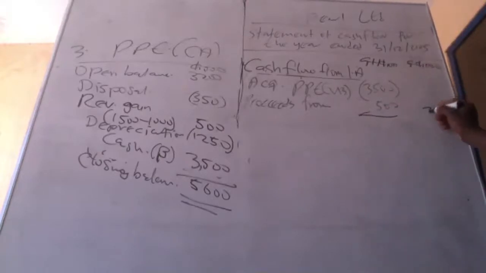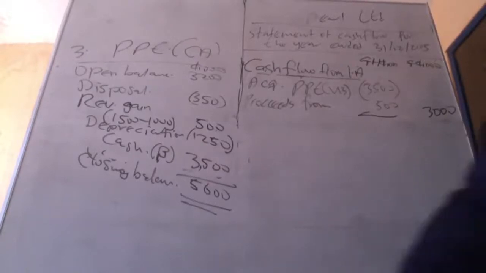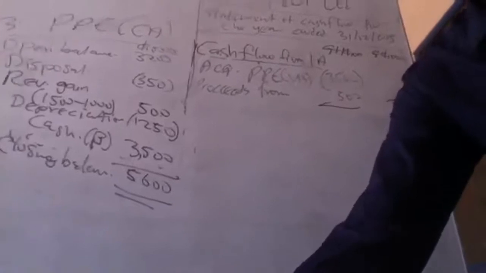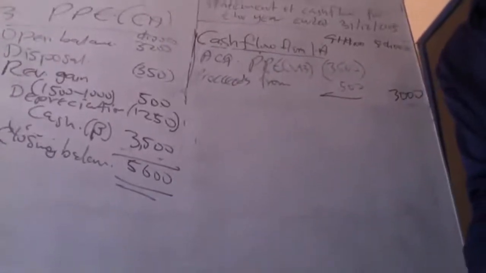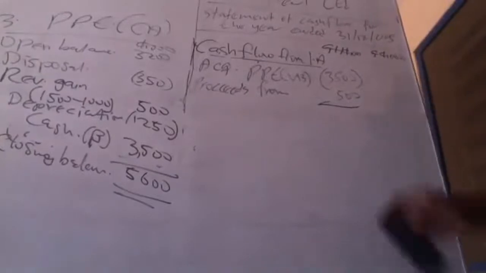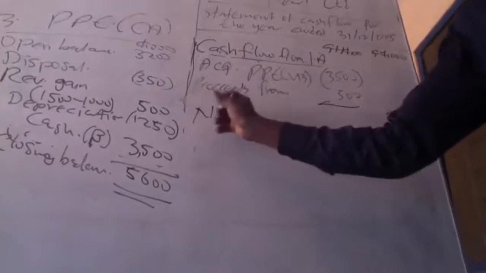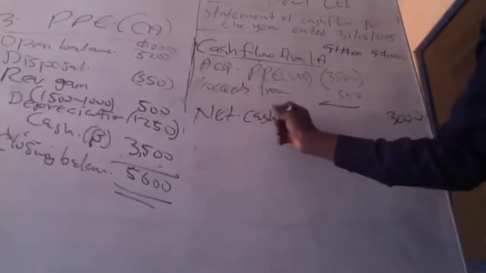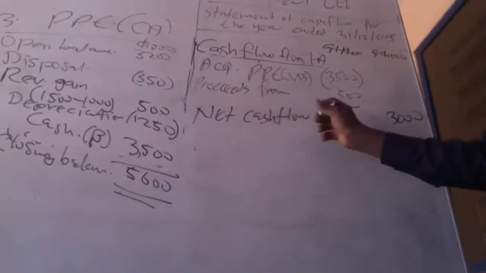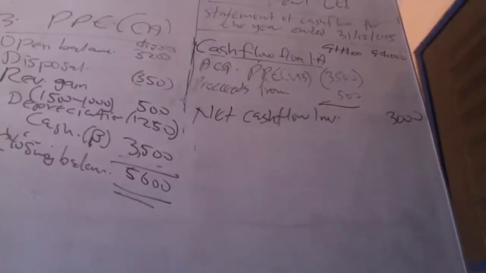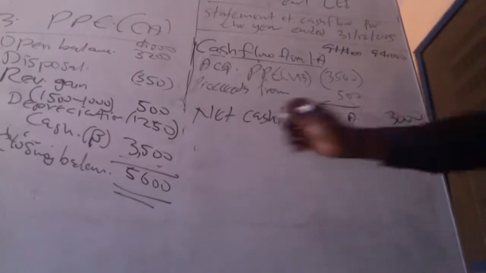Putting this together, I get 3,000, right? Good. Let's step the 3,000 down so that we can call it a very nice name. It is called net cash flow from investing activity. So take notes. Now let's go to financing, then we are done.